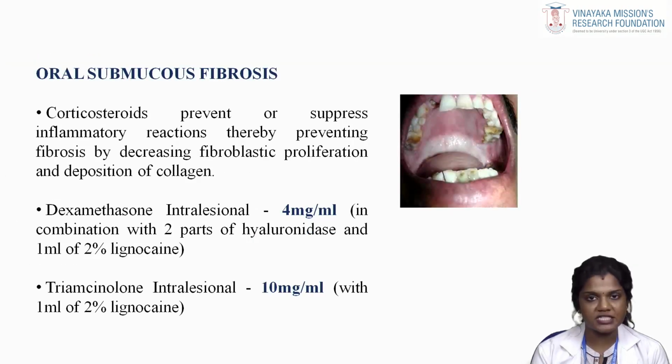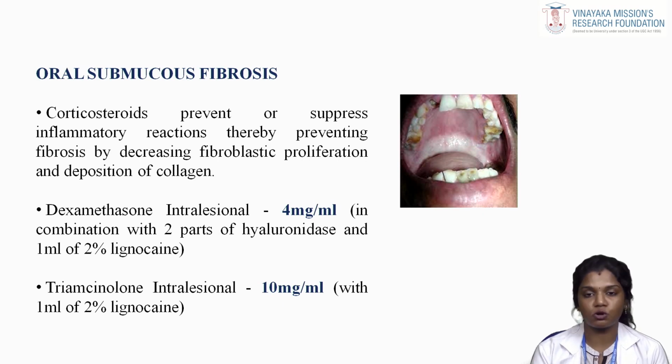Next comes oral submucous fibrosis. Corticosteroids prevent or suppress the inflammatory reactions, thereby preventing the fibrosis of the oral mucosa by decreasing fibroblastic proliferation and deposition of collagen. So, intralesional injections of corticosteroids are very useful in oral submucous fibrosis. They can be used alone or in combination with other drugs. Dexamethasone can be given intralesionally in the dosage of 4 mg per ml in combination with 2 parts of hyaluronidase and 1 ml of 2% lignocaine.